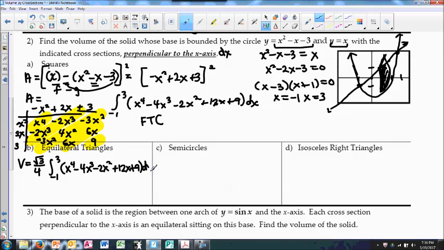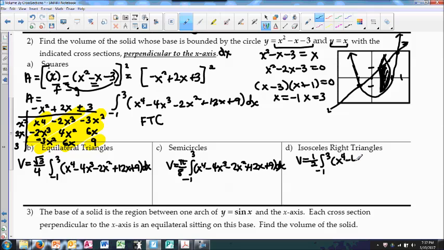So for the semicircle, the volume would be pi over 8 times the integral from -1 to 3 of x to the 4th minus 4x cubed minus 2x squared plus 12x plus 9 dx. For the isosceles right triangle, the proportionality would be 1/2 of the square. So the integral from -1 to 3, x to the 4th, minus 4x cubed, minus 2x squared, plus 12x, plus 9 dx.